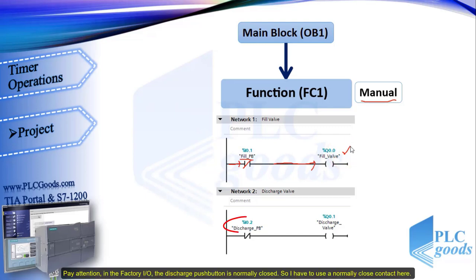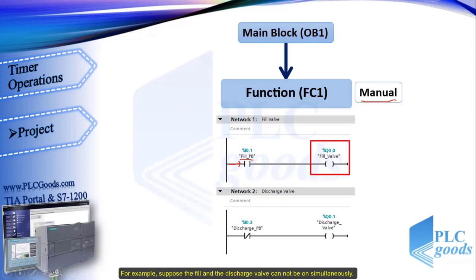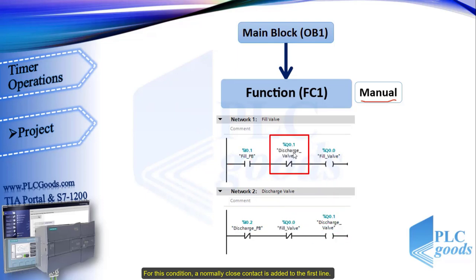Pay attention. In the Factory I/O, the discharge push button is normally closed, so I have to use a normally closed contact here. Sometimes, based on an industrial process, we need to consider some safety conditions in our program. For example, suppose the fill and the discharge valve cannot be on simultaneously. For this condition, a normally closed contact is added to the first line.